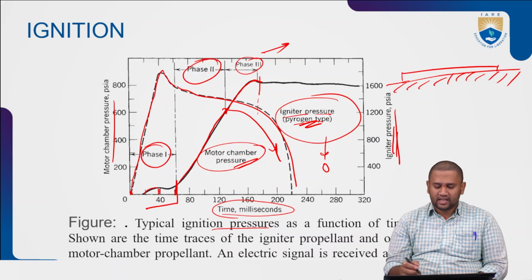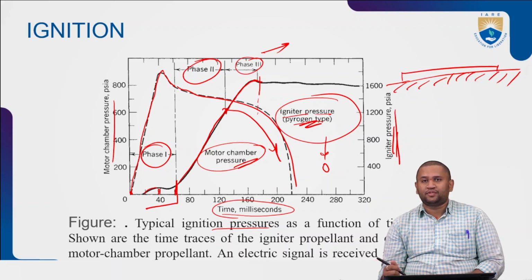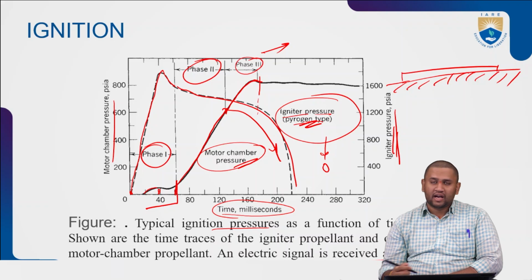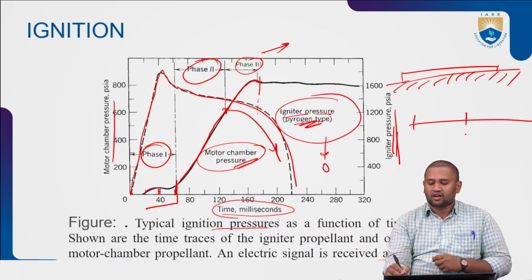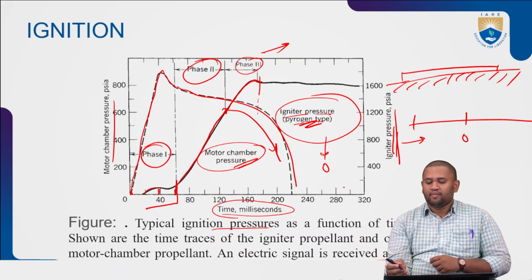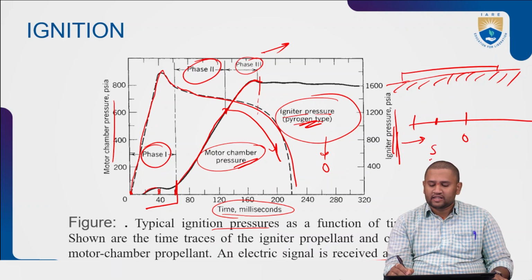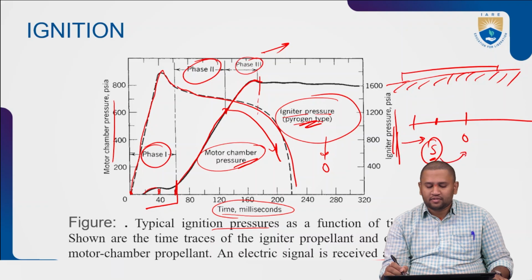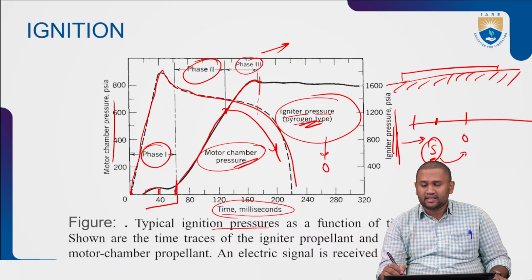So what does the figure say? The electric signal is received a few milliseconds before time zero. Let's say in a rocket launch, if this is my 0th second and there is a countdown going on till 0, a few seconds, particularly milliseconds, before 0, you will be giving out the signal. Based on this signal sent to my pyrotechnic igniter, they tend to start the engine from 0.